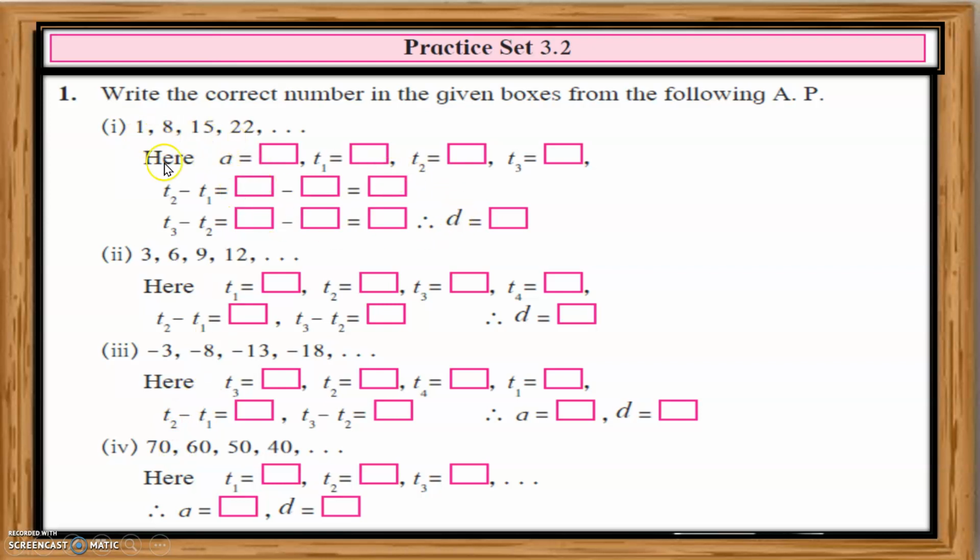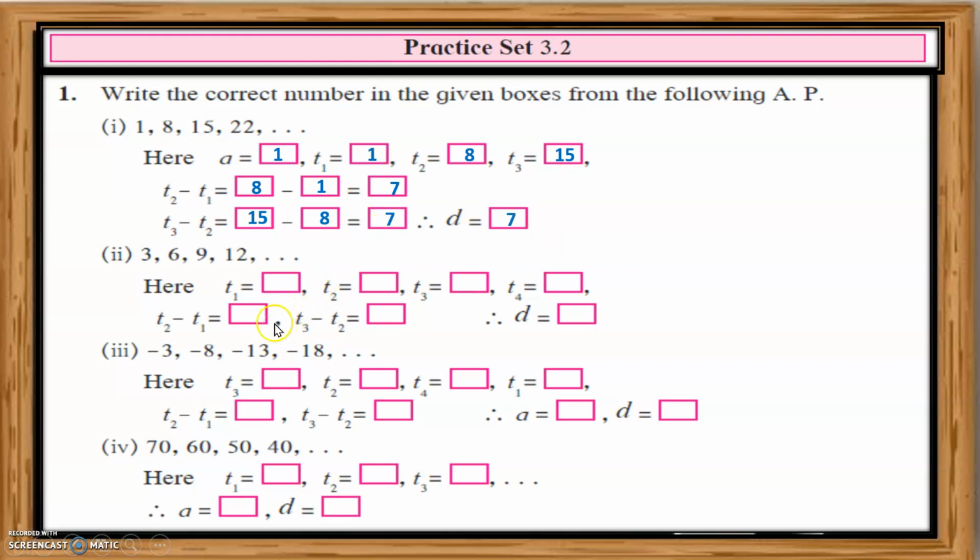The first question, here A is 1 because the first term is 1. So A will be 1. So definitely T1 will also be 1. T2 is the second term which is 8 and T3 is the third term which is 15. So T2 minus T1 will be 8 minus 1 which is equal to 7. T3 minus T2 will be 15 minus 8 equal to 7. So therefore D will be 7.